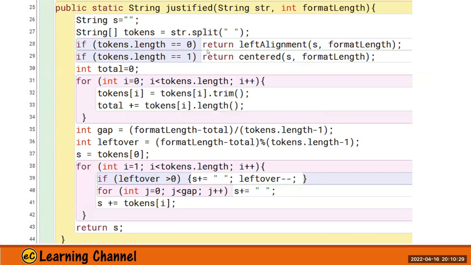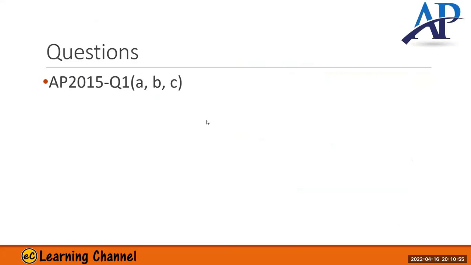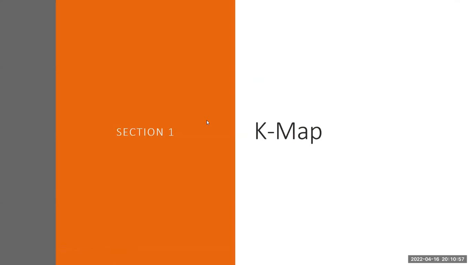Okay, and you try to calculate the total length of the tokens, and then calculate the gap and what is left over. But here we omit one step: we do not check whether the whole token can fit into one line or not. We are assuming yes, but there's an extra algorithm you can use. Next, we're going to the K-map.